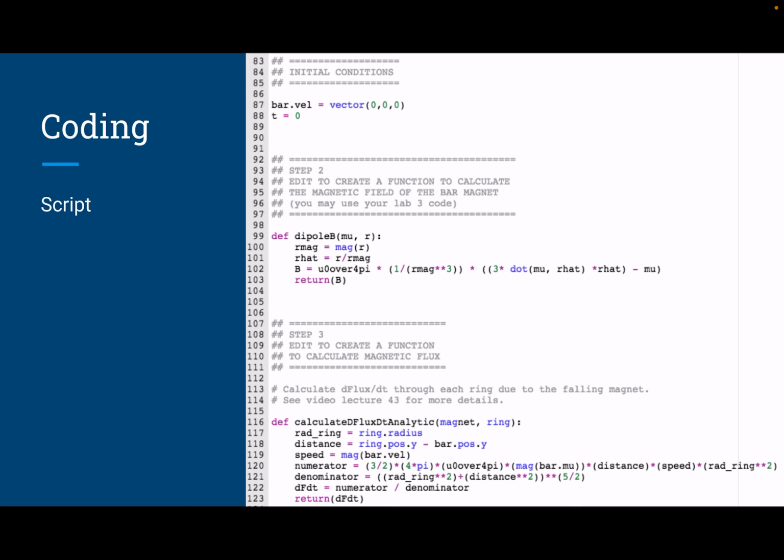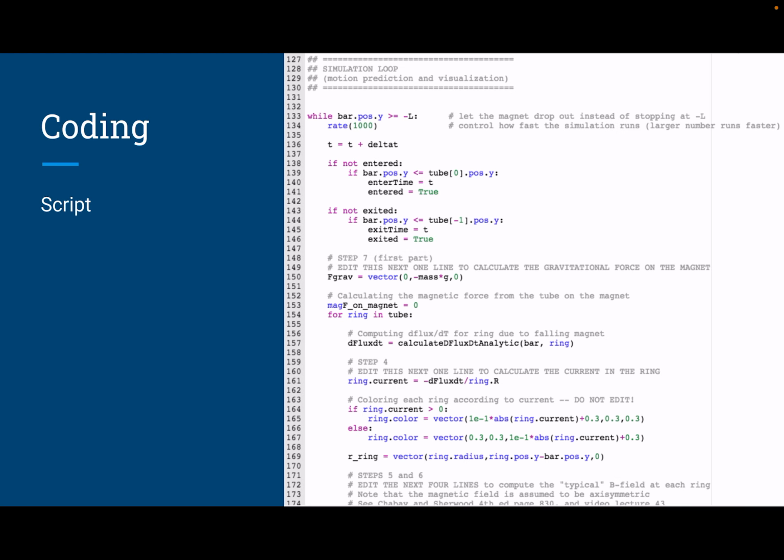Initial conditions were then defined as the velocity is 0 at the start, and then we created a function to calculate the magnetic field of the bar magnet, which is very similar to Lab 3. We then created a function to calculate the actual magnetic flux through each ring due to the falling magnet, which is seen in the function here. Then the simulation loop was created, and we did not edit this largely, except for the gravitational force, which is of course negative mg in the y direction.